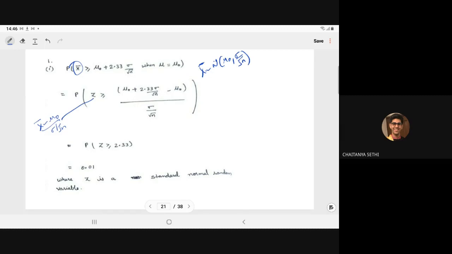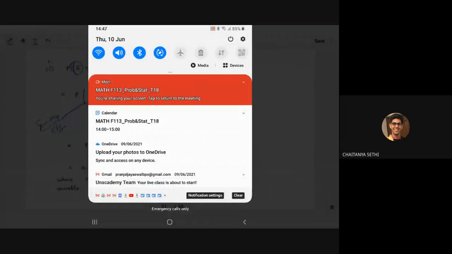Are you getting? Sir, here we took the x bar as the statistic, and the rejection region was also of that type, right? So when we did it, the mu naught got cancelled.